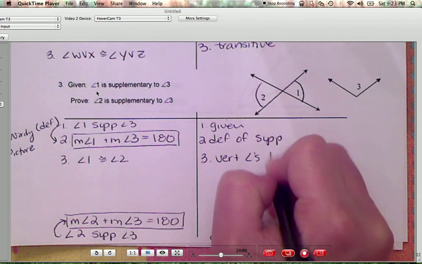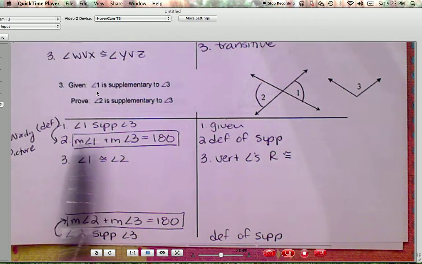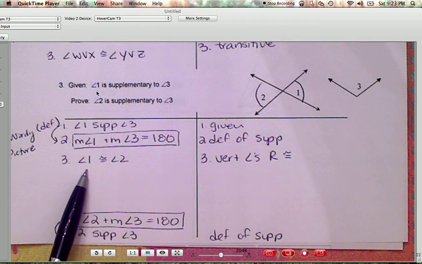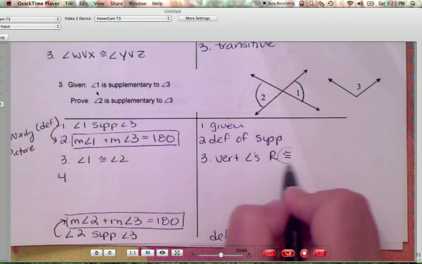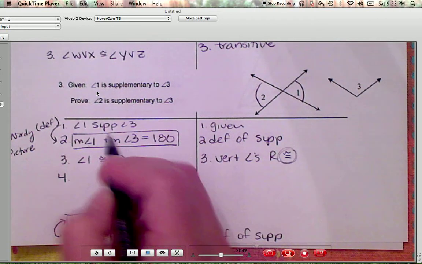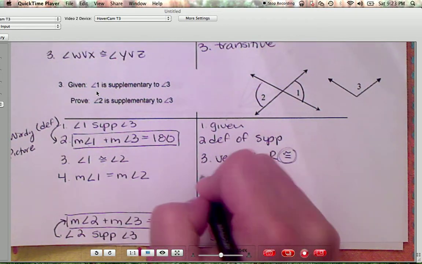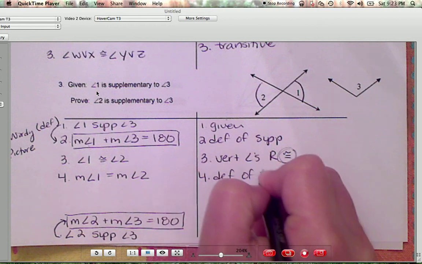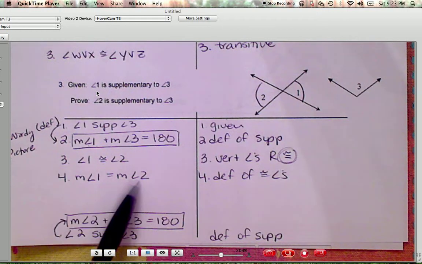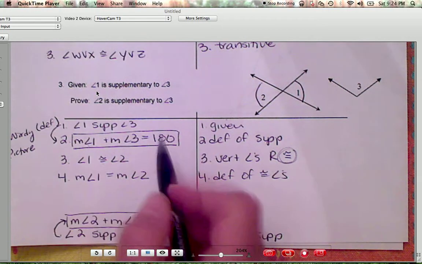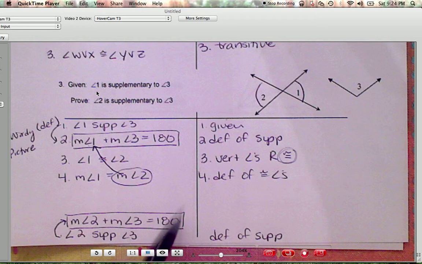Vertical angles are congruent. Now, we can't swap this into this mathematical statement until we convert it to equality. So that's our next step. We bring it as a congruence because it says vertical angles are congruent. It must say congruent first, and then we convert it. Measure of angle 1 equals the measure of angle 2, using our very favorite definition of congruent angles. And that's step 4. And now, since 1 and 2 are equal, instead of writing 1 here, I can put 2 in its place, and I get this statement, 2 plus 3 equals 180.